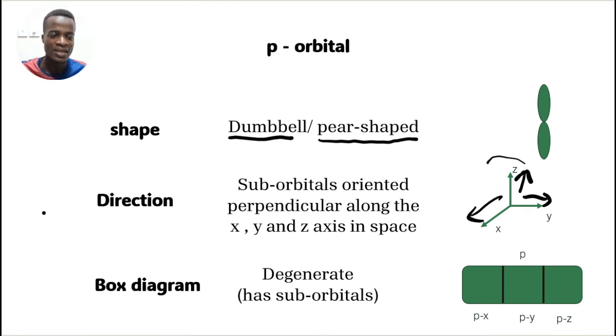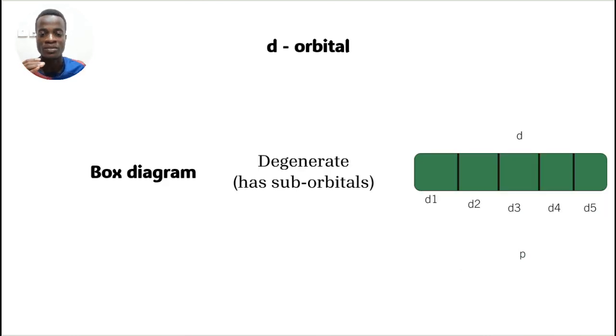So the s orbital and the p orbital are the most important ones you need to know when it comes to the shape, direction, and the box diagram. For the d orbital and the f orbital, at our level, we don't go much deeper into that, but we just need to know a bit about them. So the d orbital is also a degenerate orbital, and how many does this one have? 1, 2, 3, 4, 5. Five suborbitals. So it has a full d orbital.